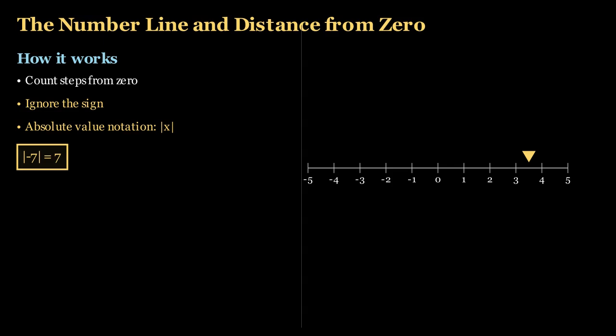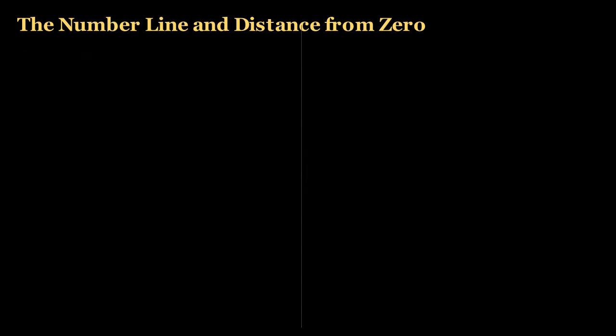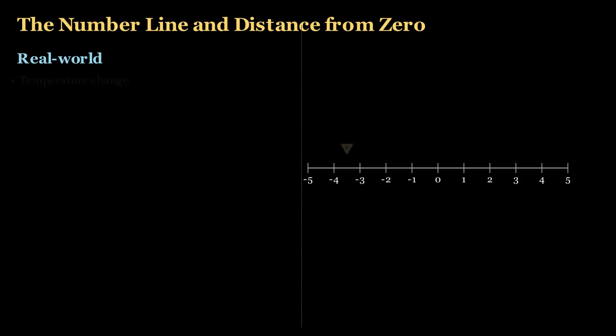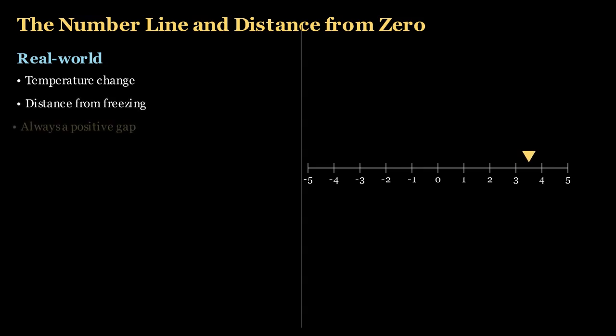Let's use this idea in a real situation. Suppose the temperature outside is -4 degrees Celsius, that's 4 degrees below freezing. The weather report says it will warm up to 6 degrees Celsius. How much did the temperature change? We don't care about the direction, just the total gap. The distance from -4 to 6 is the absolute value of the difference, 6 minus -4, which is 6 plus 4, giving 10. So the temperature changed by 10 degrees.